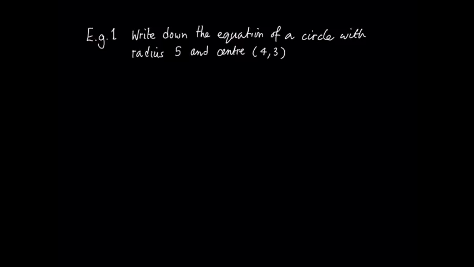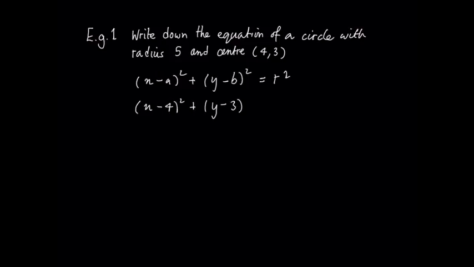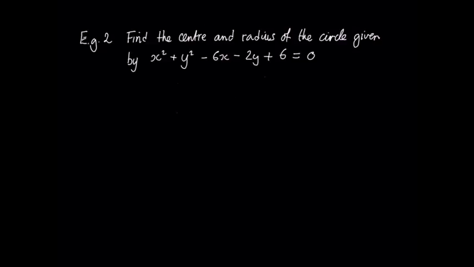Well, that's really easy, isn't it? We know that (x minus a) squared plus (y minus b) squared is equal to r squared. So all we have to do is plug in those values. The x value is going to be 4, so (x minus 4) squared plus (y minus 3) squared is equal to 25. All done. Nice and easy, wasn't it? Let's have a look at the next example.